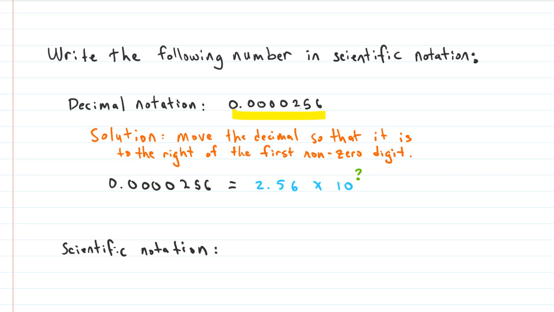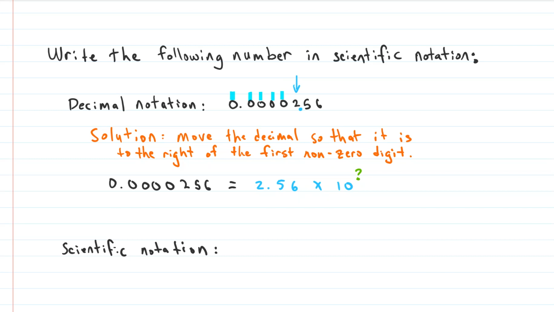So this is how it works. When we're moving the decimal to the left, we have a negative exponent. When we move it to the right, we have a positive exponent. So we first need to identify the first non-zero digit that we have. If we're looking at this, we have 0, 0, 0, 0. These are all zeros. And then finally, we have our first non-zero digit, which is 2. So we put our decimal just to the right, and then the rest of it we keep.